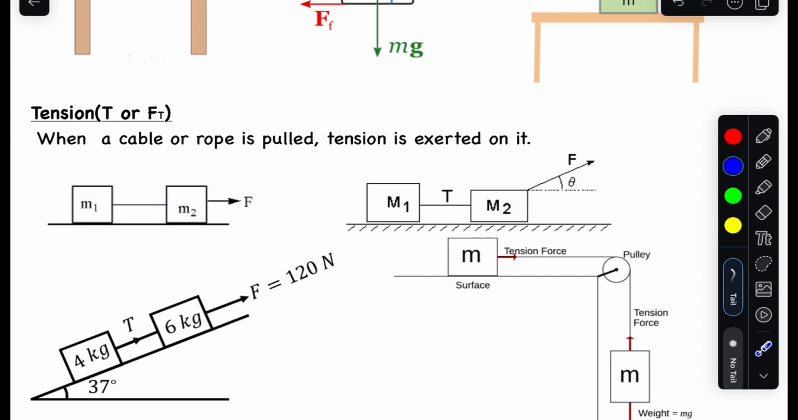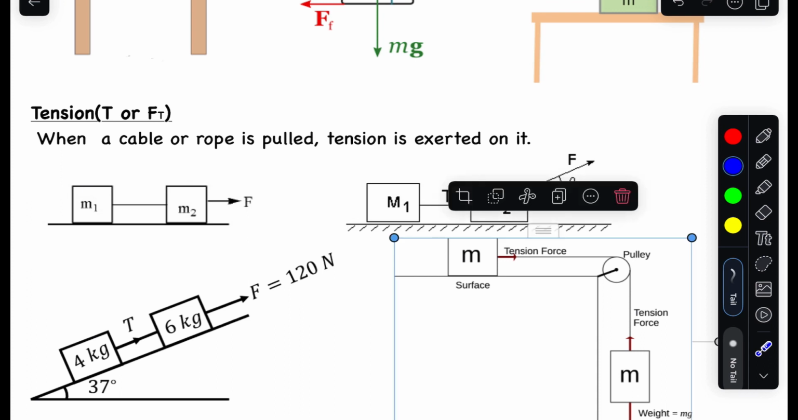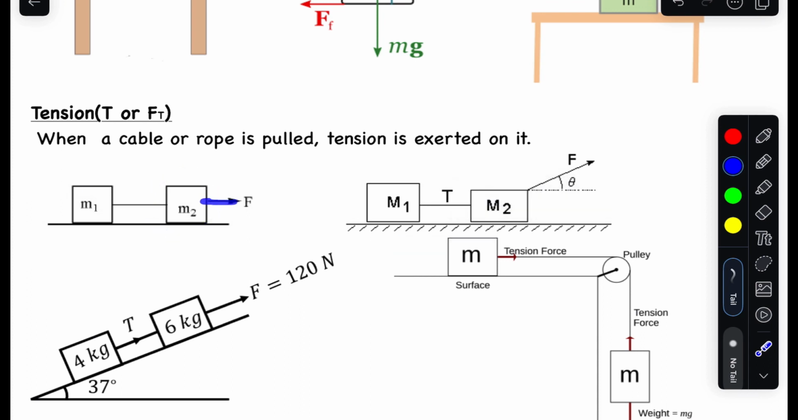And also, if you're looking at object 2, there's a force applied there on object 2, and it only applies on mass 2. So if you're looking at these two objects, they are a system, guys. There's a tension between them. So it's a force that is applied through a rope. And also these two objects that are on an inclined surface, there's a tension force between them.